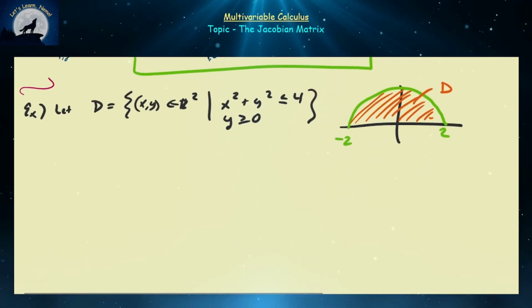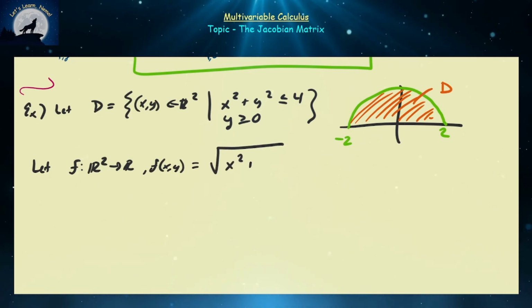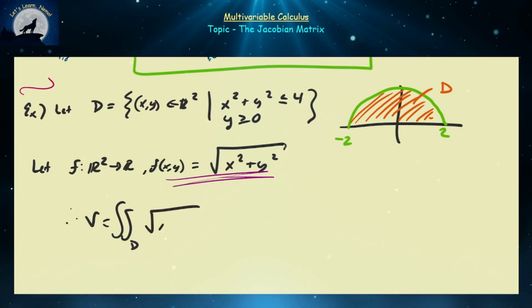And let's assume that we want to integrate. Let's assume that f maps R2 to R with the functional relation f(x, y) equal to the square root of x squared plus y squared. We want to integrate this particular surface over this semicircular region D. So what would that integral be? Our volume will be equal to the double integral over D of the square root of x squared plus y squared dx dy. And then we're going to transform this into the polar coordinate system.